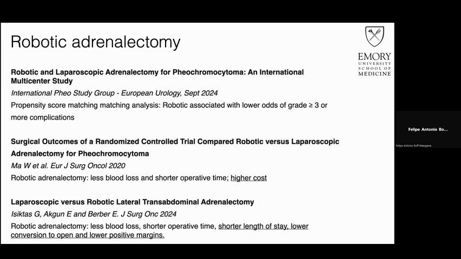There is a clinical trial from Dr. Ma from China. He had 70 patients in each arm and showed that robotic compared to laparoscopic surgery was associated with less blood loss and shorter operative time, however, there was increased cost. Laparoscopic versus robotic adrenalectomy has also been described in single center experiences throughout the United States. Besides the benefits I already described, the other ones are a shorter length of stay, lower conversion to open, and lower positive margins if you're operating for cancer.